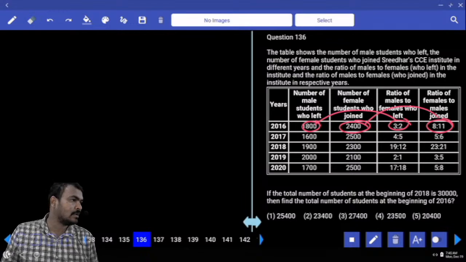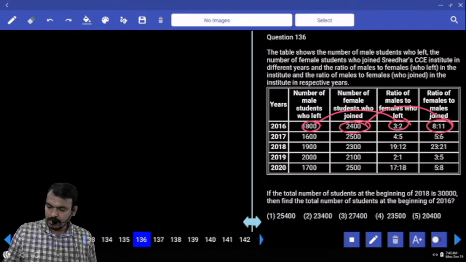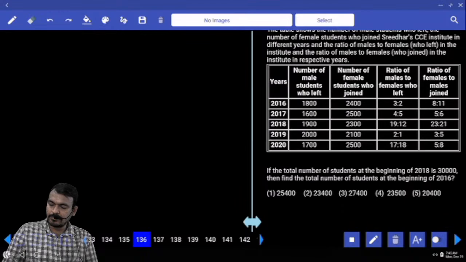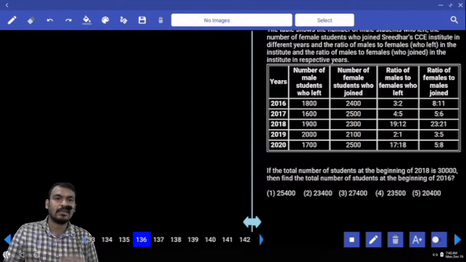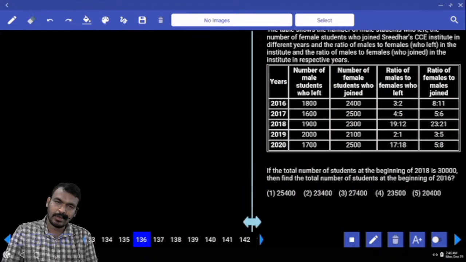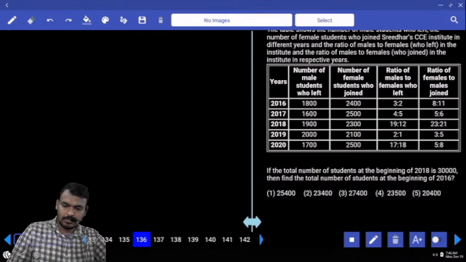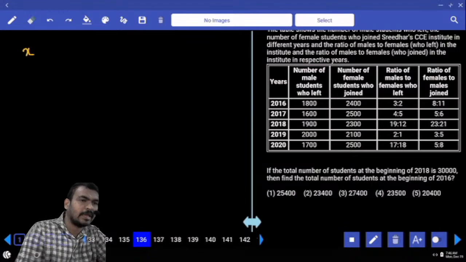2400 represents 8:11. What is the first question? If the total number of students at the beginning of 2018 is how much? 30,000. Then find the total number of students at the beginning of 2016. Reverse is taken. What is the 2018 beginning value? 30,000. But we required beginning of which one? 2016. Suppose in beginning of 2016 we consider X members.